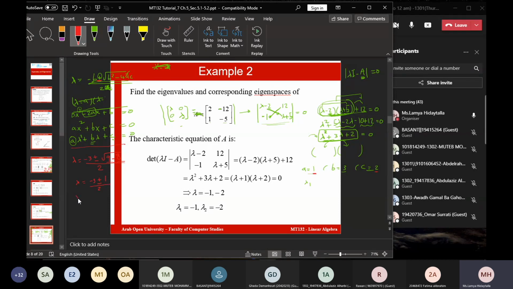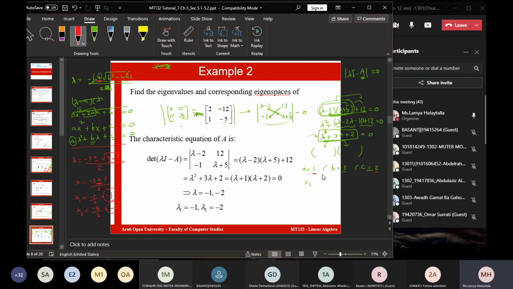So the first lambda, with the addition: minus 3 plus 1, that is minus 2, over 2, which is minus 1. What is lambda 2? Now we take the minus sign: minus 3 minus 1, that is minus 4, divided by 2, which is equal to minus 2. So these are my eigenvalues.